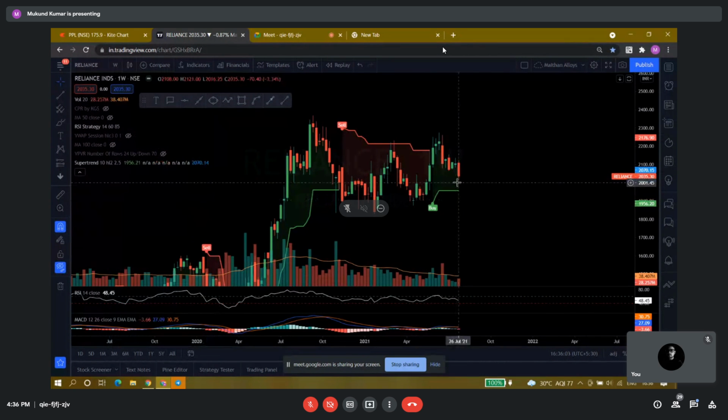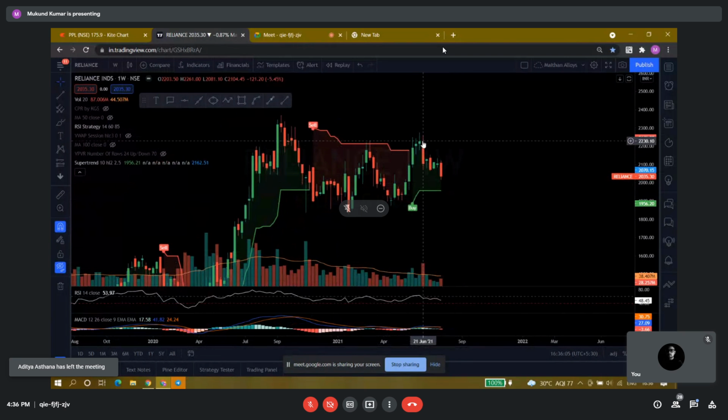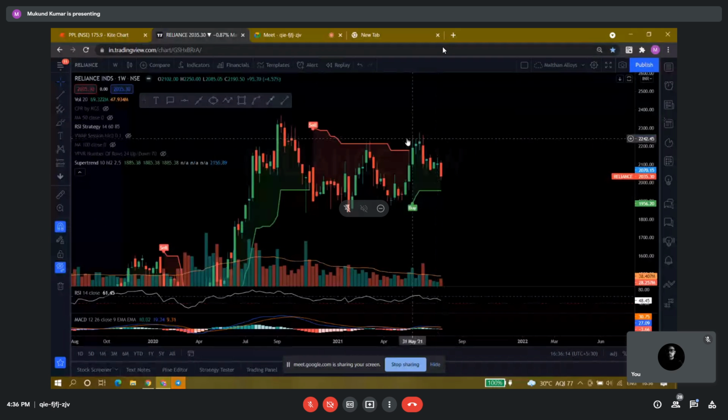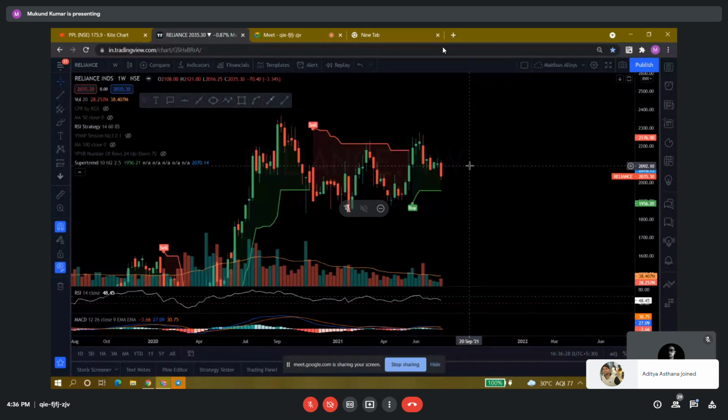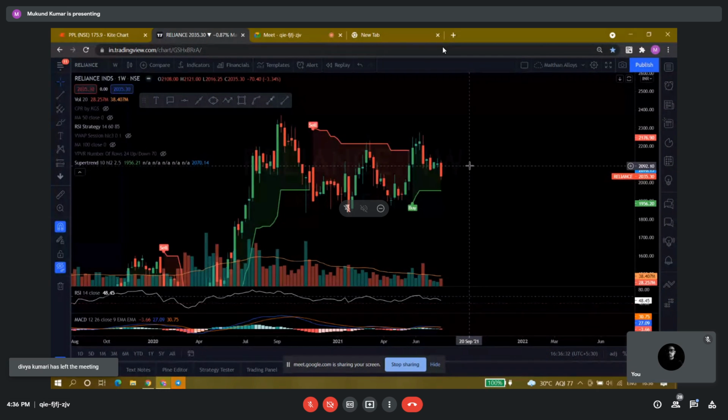In this case, I would be ready to take a trade only above this consolidation range. If we see a very good breakout above this price level, then only I will initiate a call in Reliance. Otherwise, I am not ready to take any trade in this script. And if somebody is holding, they shall respect the super trend. Obviously, they can hold with a super trend trailing stop loss, or if they have the gut, or can wait long, there is no issue.